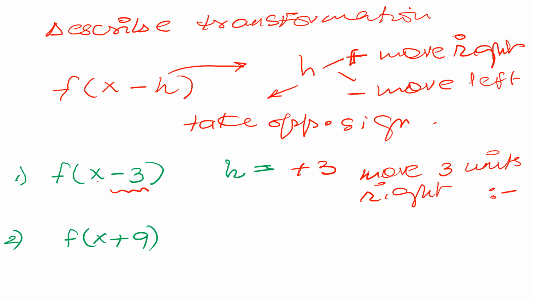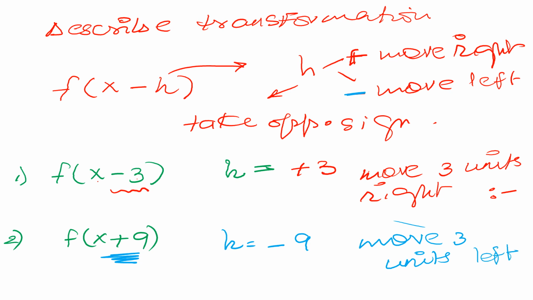So what is the first thing? You have to choose what h is equal to, and take the opposite sign from the equation. So if it is written here x plus 9, you have to choose here negative 9. Negative represents what? Moving left. And what would be the transformation? It is move 3 units left. Now in some places they say translate 3 units right, translate 3 units left. It's all correct.